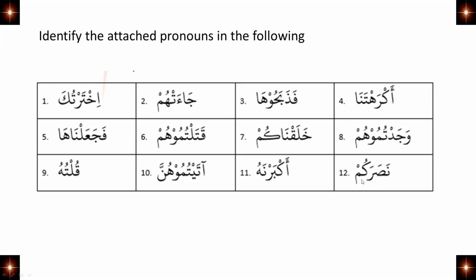Okay? Huwa, hu, he. Huma, huma, hima. So I'm giving you the independent and attached pronouns. Huwa, hu, he. Huma, huma, hima. Hum, him. Here, ha. Huma, huma, hima. Hum, him. Anta, ka. Antuma, kuma. Antum, kum. Anti, ki. Antuma, kuma. Antunna, kunna. Ana, ni, and then nahnu, na. These are the pronouns.